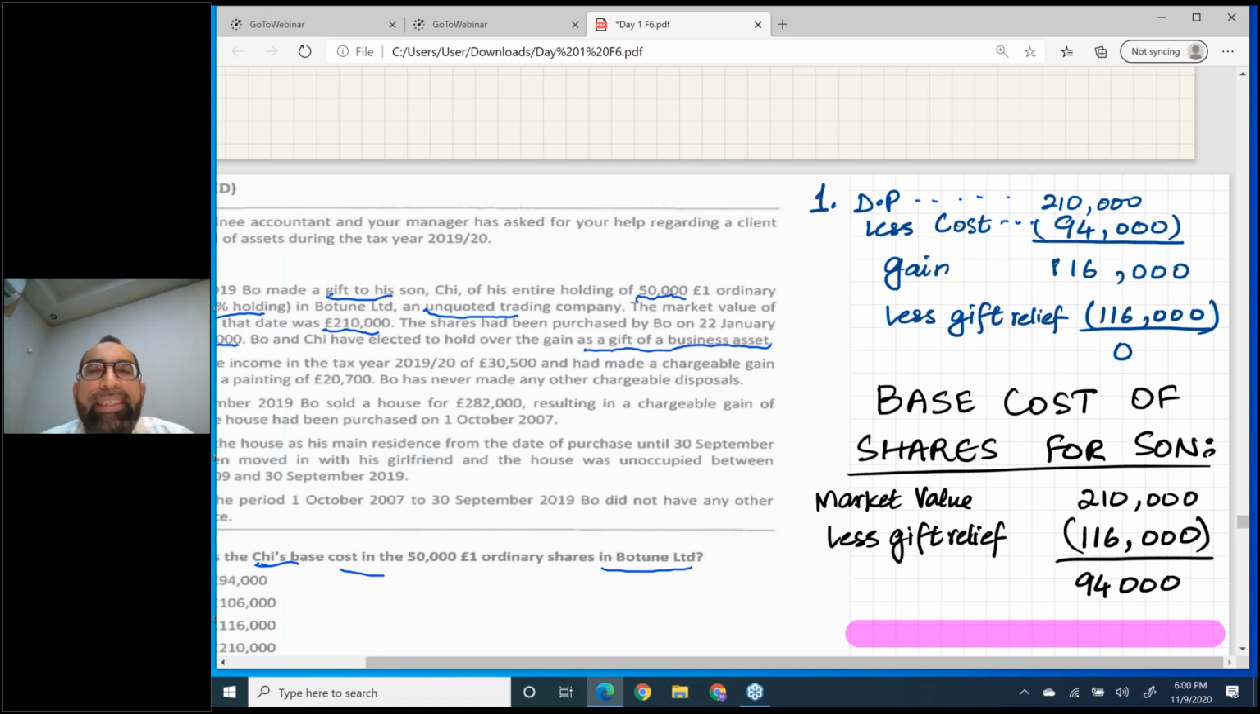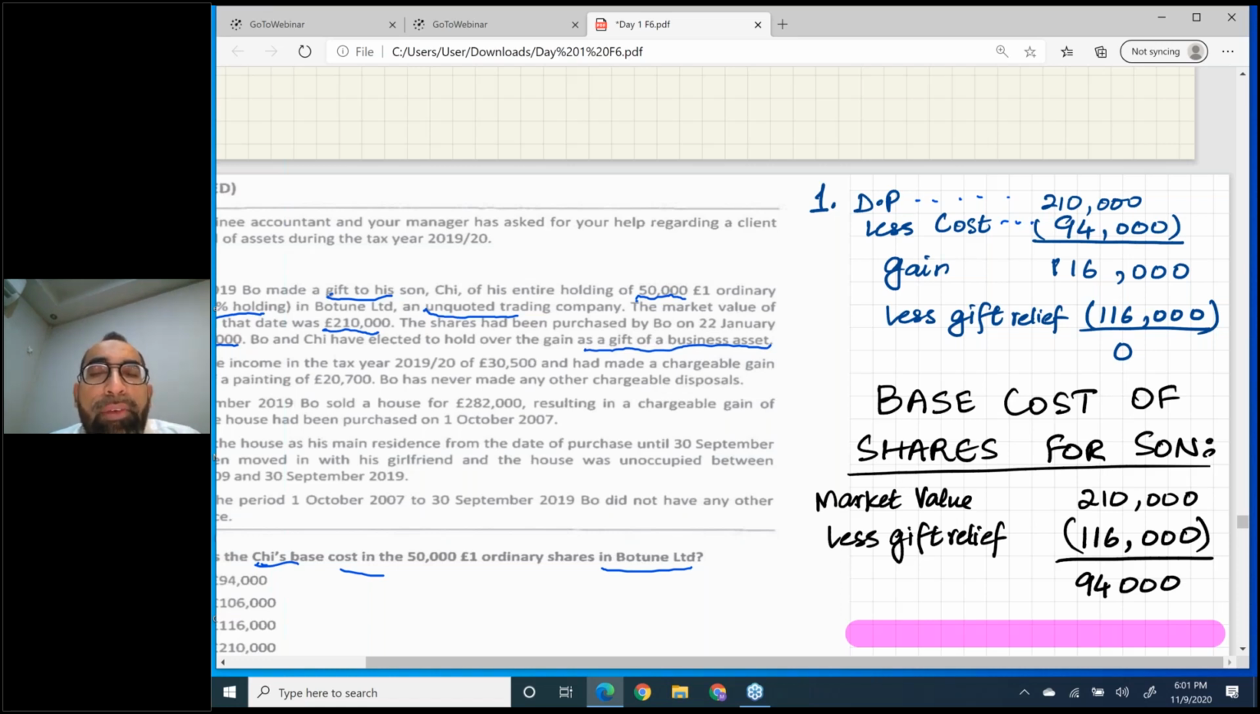Now the question comes, sir, is this permanently deferred, or is this a temporary deferral? It's a temporary deferral. It's not a permanent relief. So how do we do the deferral? We deduct this gift relief from the base cost of the son. Son received the shares with a market value of 210,000.